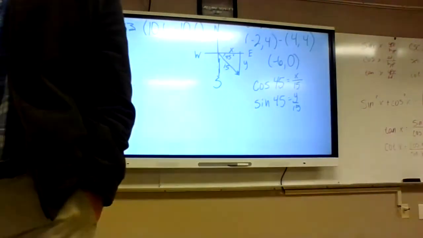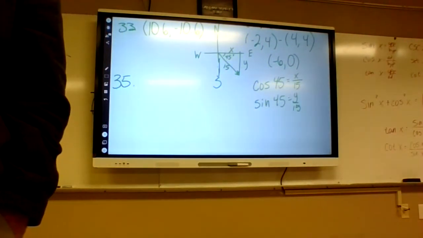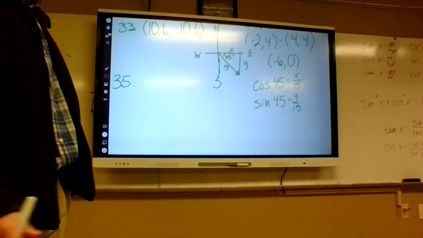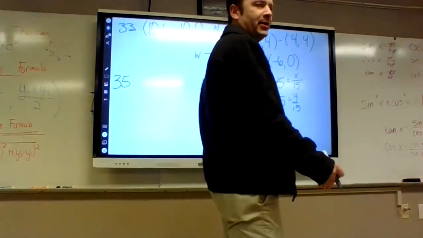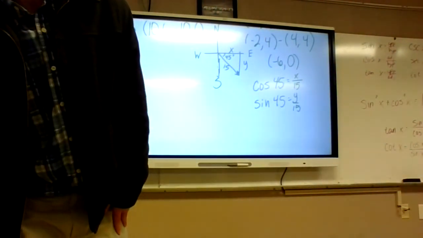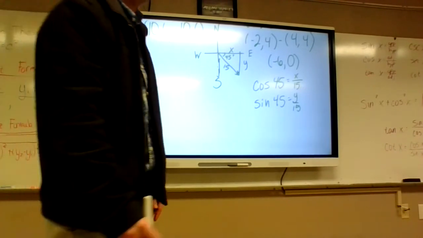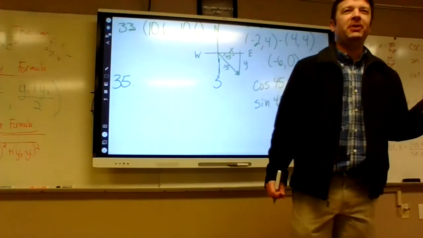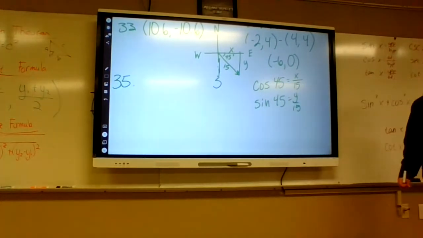All right, number 34. State the Pythagorean identity and state three forms of the Pythagorean identity. Anybody remember the Pythagorean identity?